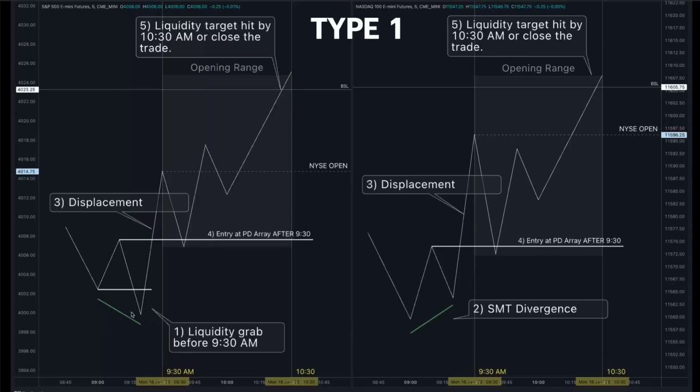Others might say, well, no, this is the one that grabbed liquidity. And so this low is going to be protected. And therefore, this is the one you're going to want to trade. And actually, I incorporate this to some degree, but there's some other factors that I bring into it to help me decide which one I want to trade. So I'll get into that later on.